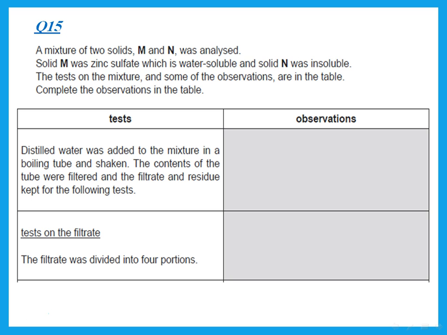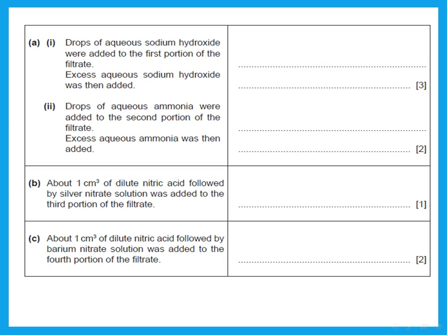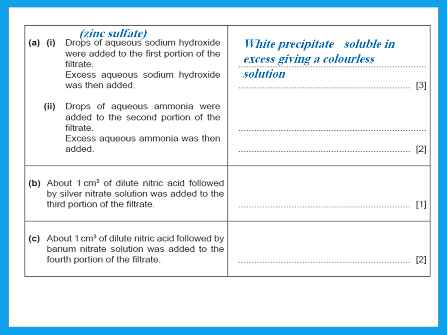Okay. Then this next question says, I have a mixture of two solids, M and N, and he's saying solid M is zinc sulfate. Can you see that? It is water soluble, and that means if he adds distilled water and shakes, then this is the filtrate. So solid M was made into a solution, and this has zinc sulfate. So if he has drops of aqueous sodium hydroxide, again, we're adding it to what? To zinc sulfate. I'm adding sodium hydroxide to something that has zinc. What should I get? White precipitate, soluble in excess, giving a colorless solution.